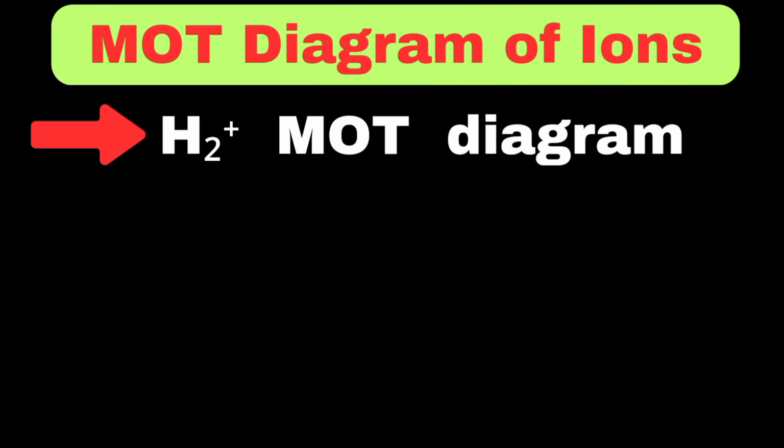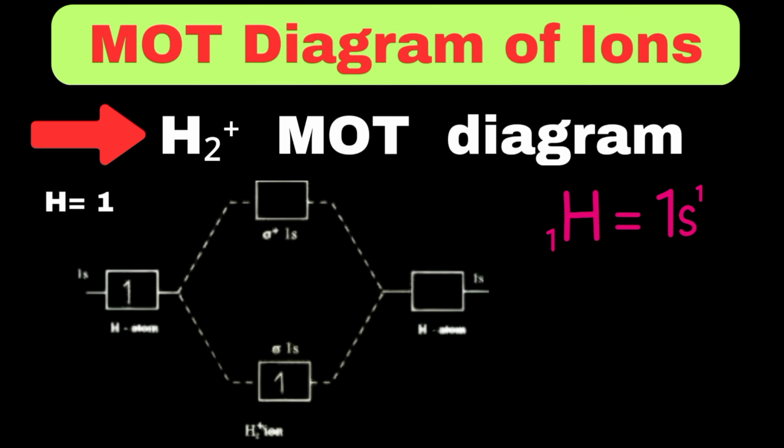Now we will discuss how molecular orbital theory explains ions such as hydrogen ion, nitrogen ion, and oxygen ion. First, let's start with hydrogen ion. As we know, a neutral hydrogen atom has 1 electron in its 1s orbital. When 2 hydrogen atoms combine, their atomic orbitals intermix to form molecular orbitals, resulting in bonding and anti-bonding molecular orbitals.